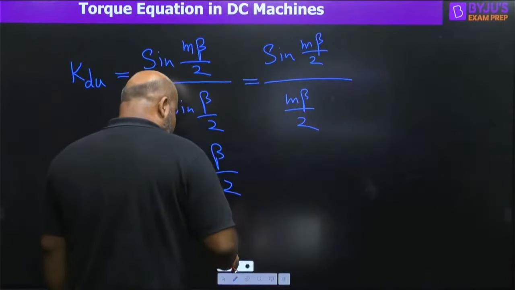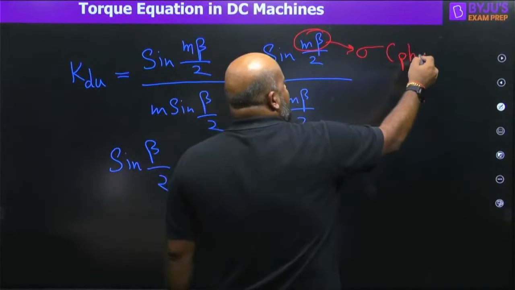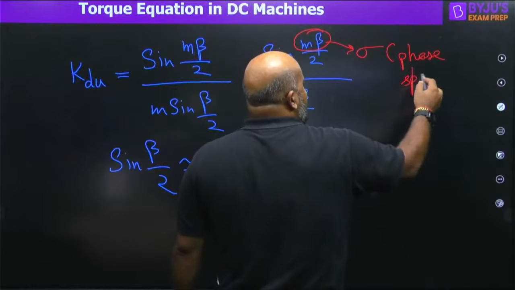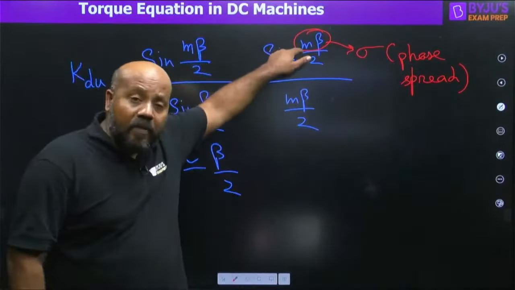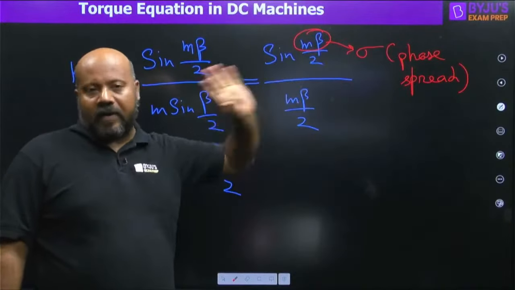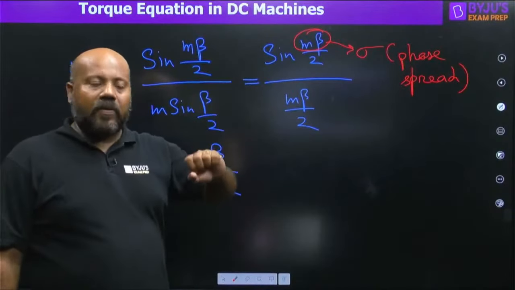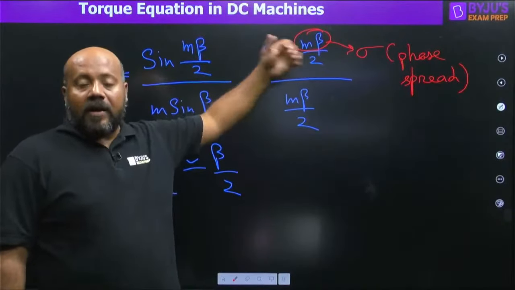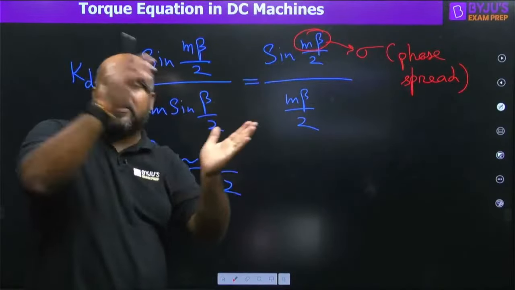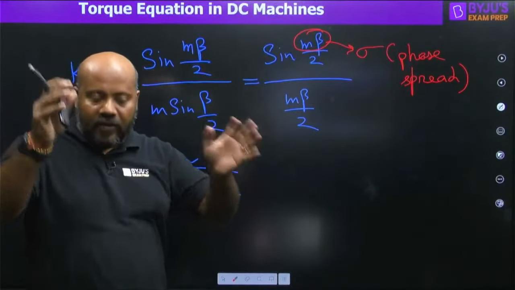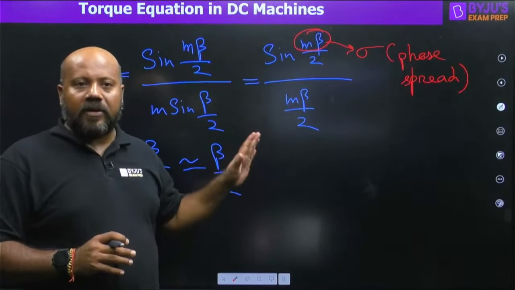What is this m beta? This m beta we are defining as sigma, that is the phase spread. How are we defining phase spread? What is m? Number of slots per pole per phase. It means under one phase and under one pole, how many slots are there? If you multiply it with the slot angle, it will give you the phase spread. Are you getting this or not, everybody? Tell me in the comment section, are you able to follow this or not? Yes, Shubhadeep.